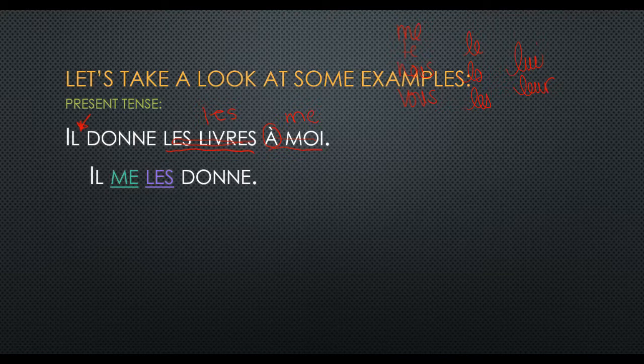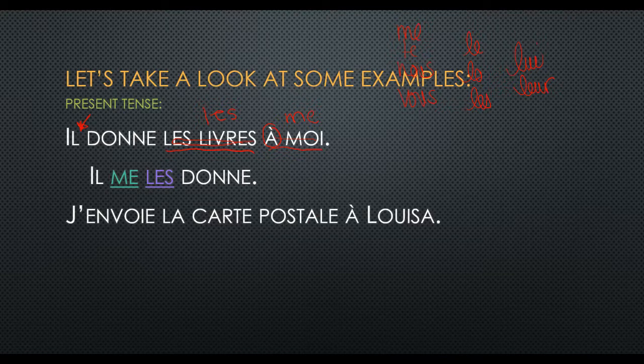Let's do another one. Now, j'envoie la carte postale à Louisa. Okay? So, where's my direct? Where's my indirect? Well, usually the indirects are pretty easy to find because we've got that à plus the person. So if we are going to send the postcard to Louisa, we're only sending one postcard, and that's going to be Louisa, okay? Which means now the postcard is what is being sent. So that's my direct object because that's what's being sent.